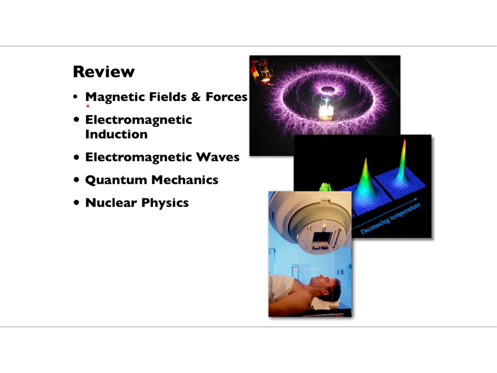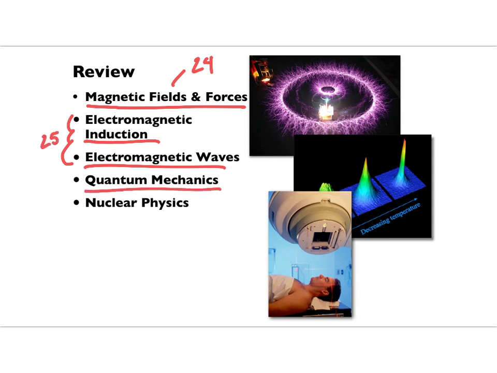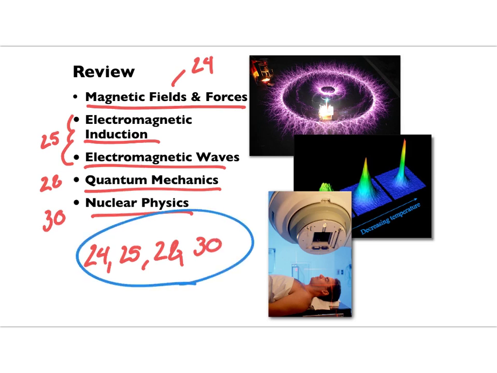There are 5 topics which are going to be covered on this test. Magnetic fields and forces, that was in chapter 24. Electromagnetic induction and electromagnetic waves, that was the material of chapter 25. We had quantum mechanics, that was the material of chapter 28. And nuclear physics, that was the material of chapter 30. So it's those 4 chapters, 24, 25, 28, and 30. Those are the chapters we're going to be considering on our test.